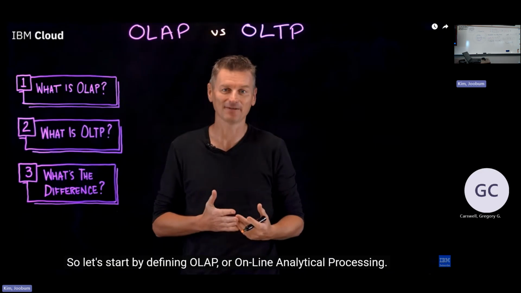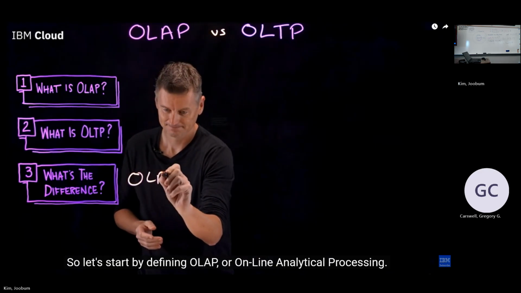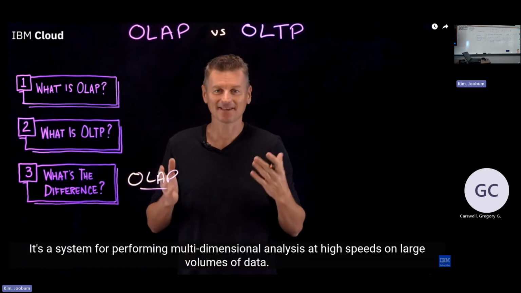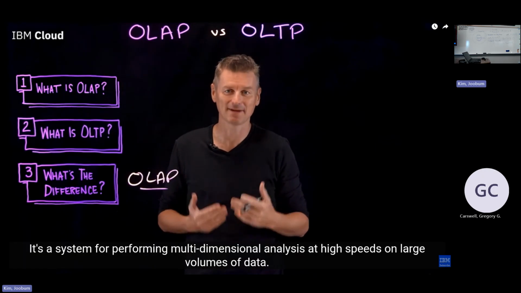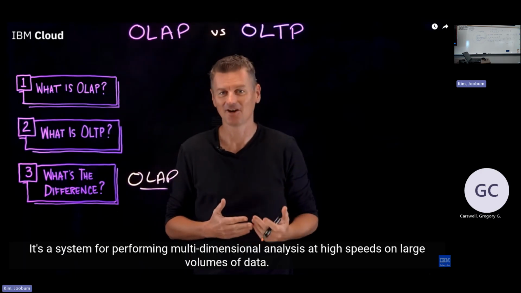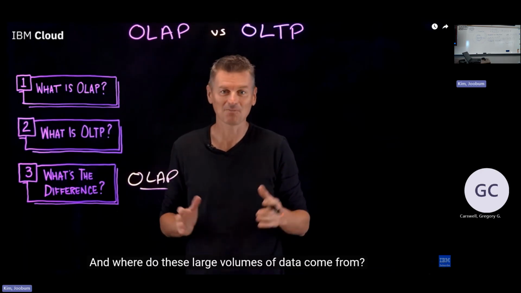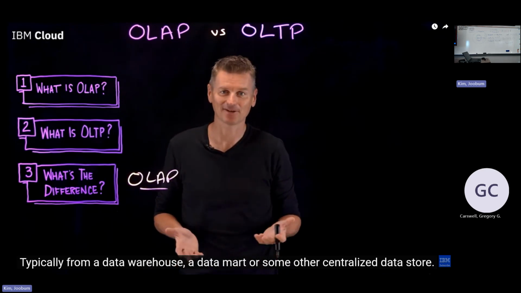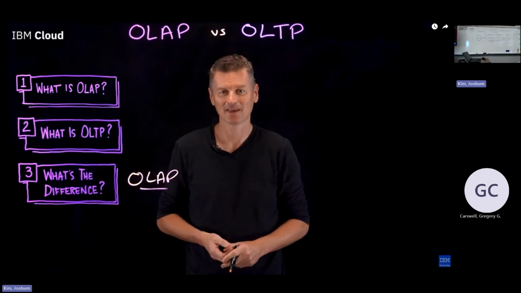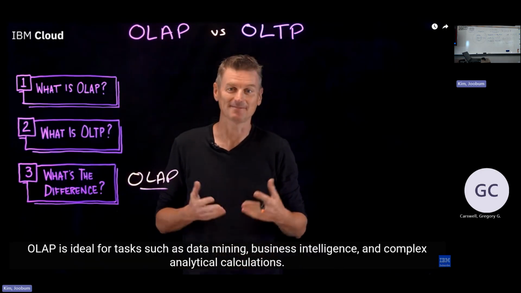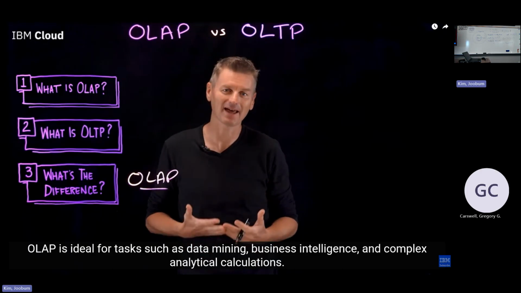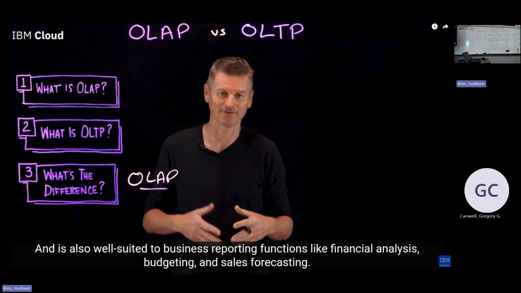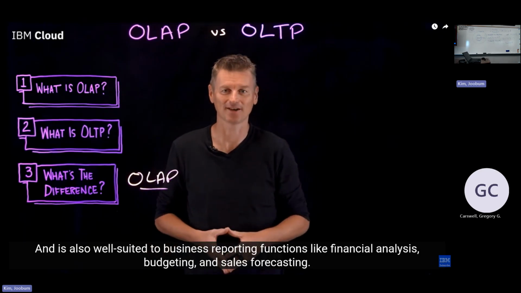So let's start by defining OLAP, or online analytical processing. It's a system for performing multi-dimensional analysis at high speeds on large volumes of data. And where do these large volumes of data come from? They're typically from a data warehouse, a data mart, or some other centralized data store. OLAP is ideal for tasks such as data mining, business intelligence, and complex analytical calculations. And it's also well suited to business reporting functions like financial analysis, budgeting, and sales forecasting.